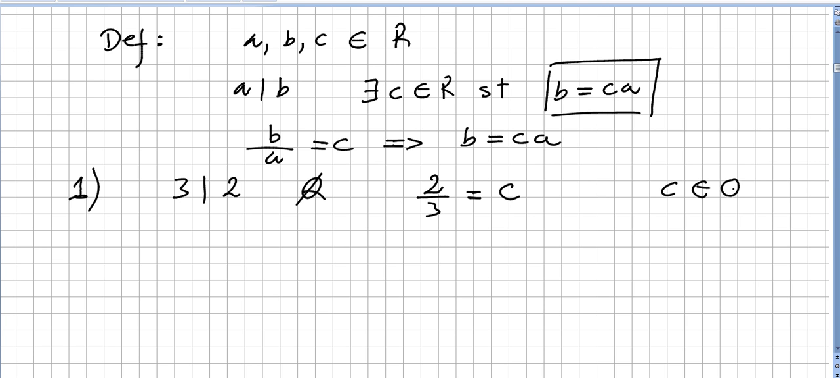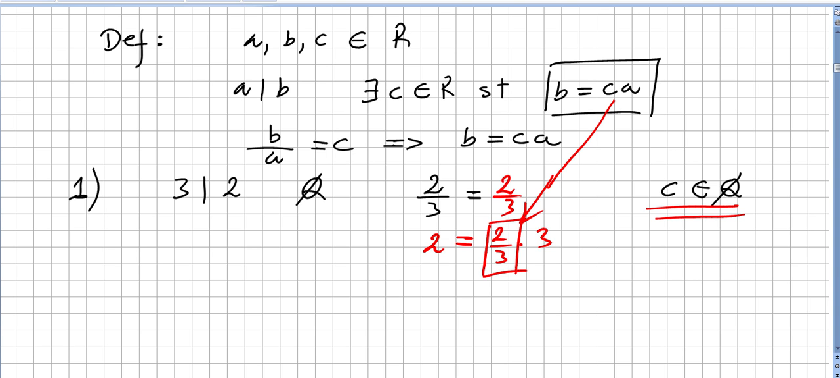So C has to be in the rationals. There is an element C, so C is 2/3, right? Okay, so 2 is equal to 3 times 2/3, and this element will be element C. This element is in the rationals. So yes, it is true that 3 divides 2 in the ring of the rationals.